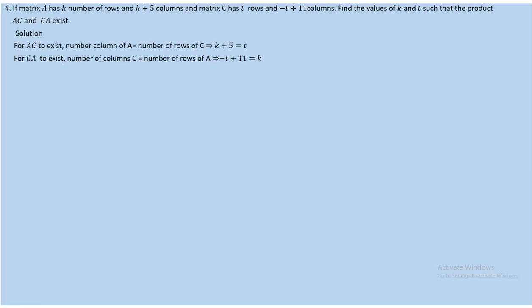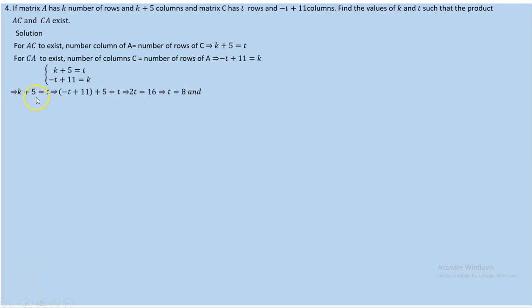So if this is so, minus T plus 11, which actually was the number of columns in C, must match, or must be equal to, the number of rows in matrix A, which actually is K, as it has been stated. Now, dear students, we have got two equations with two unknowns, so we can now solve these two simultaneously, okay? So we can use the direct substitution method here.